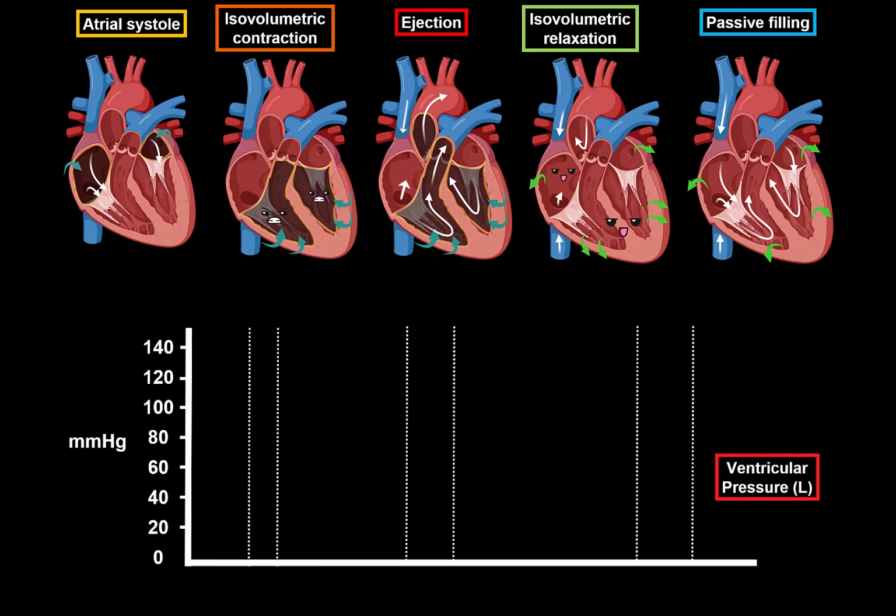And we will draw the pressure in the left ventricle in red, pressure in the left atrium in blue, and pressure in the aorta in yellow. Now that we have everything set up, let's start with the atrial systole.